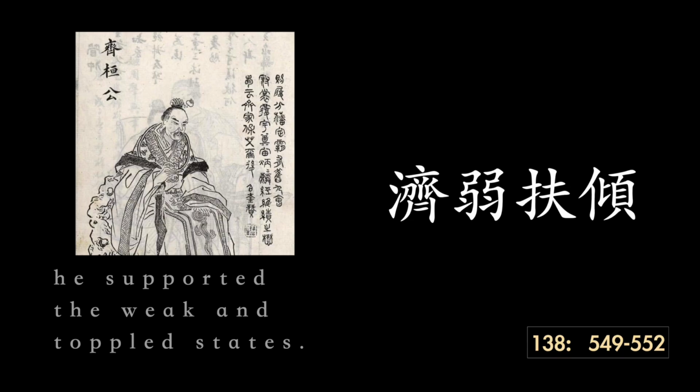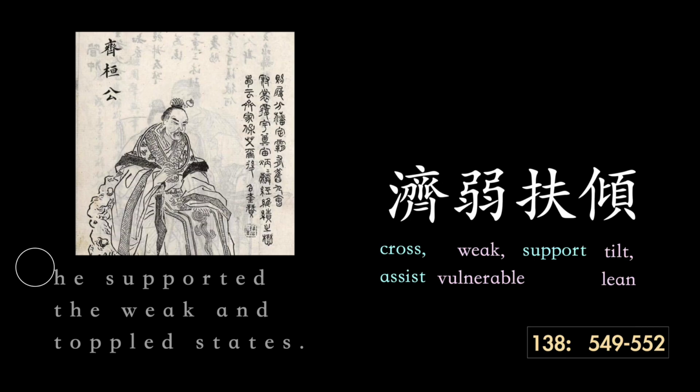On to line 138, character by character. Cross, assist. Weak, vulnerable. Support. Tilt, lean. Together they can be translated as, he supported the weak and toppled states.